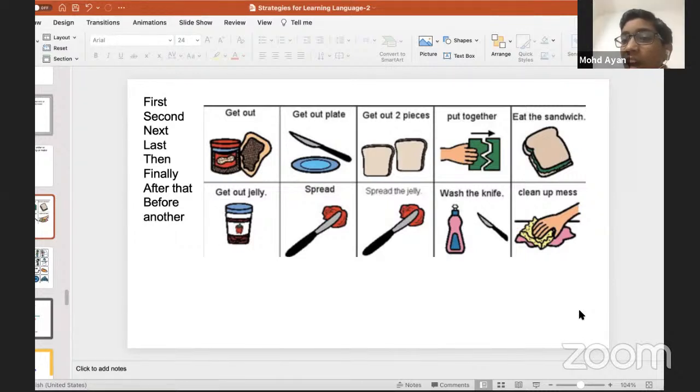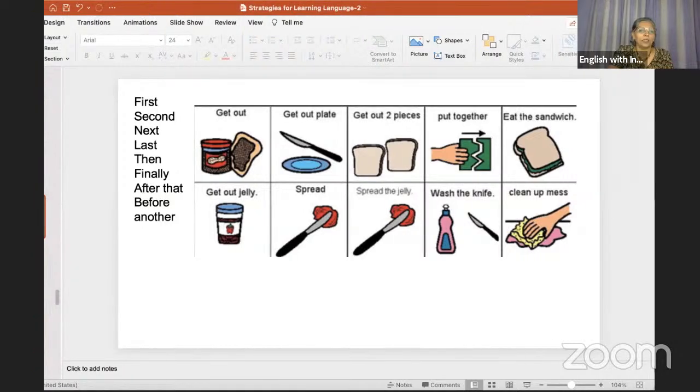Okay. So finally you will eat the sandwich, or finally you will clean the mess. What will you do? Okay. You can say, before I eat the sandwich, I will clean the knife and clean the mess. Okay, good try. Good try. Excellent.